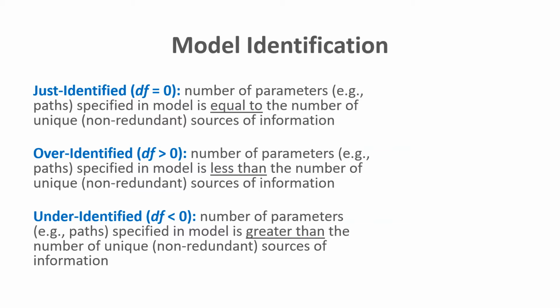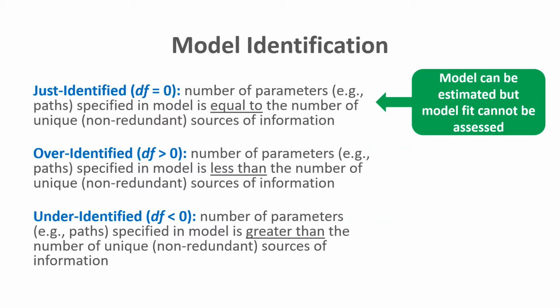Lastly, we have a model type that's called under-identified, and this is when our degrees of freedom are less than 0, meaning that they're going to be negative. This occurs when the number of parameters specified in the model is actually greater than the number of unique or non-redundant sources of information, which is not a good thing for model estimation purposes.